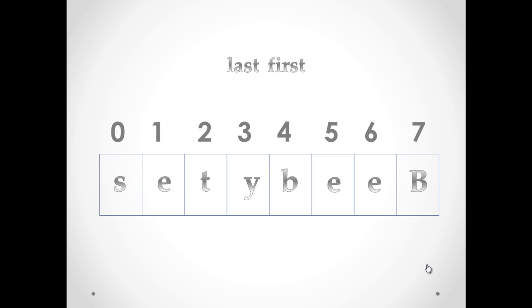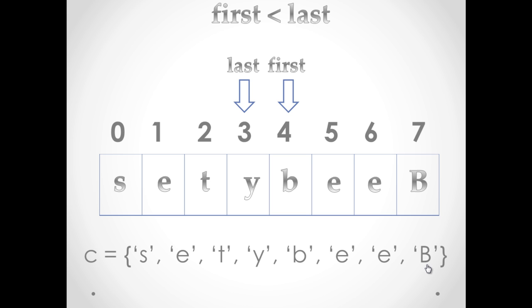Now the first is pointing to the fourth index, and last is pointing to the third index. This time the condition becomes false because the first is greater than last. So the condition becomes false and we will stop the process. Now if we print the character array, we will get the reversed character array.